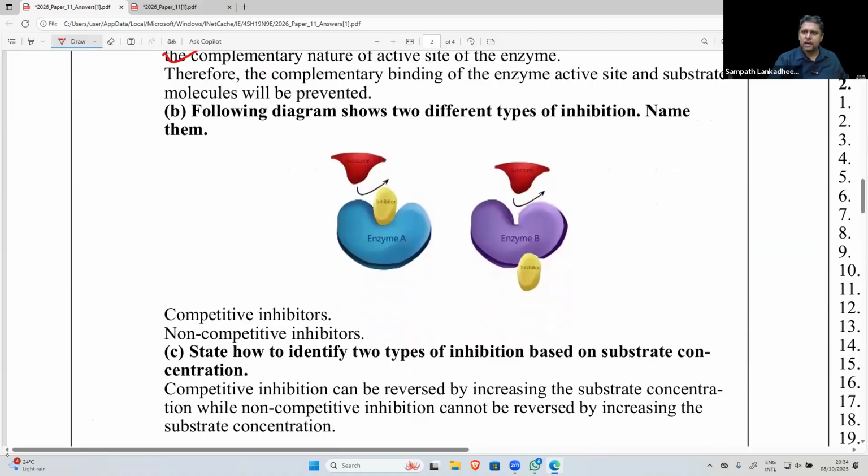Right, next one. Following diagram shows two different types of inhibition. Here, people, we can see the inhibitor comes and binds with the active site and prevents substrate binding. The other one, the inhibitor goes and binds somewhere else. So this one is competitive, the other one is non-competitive.